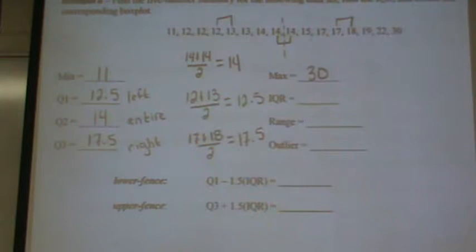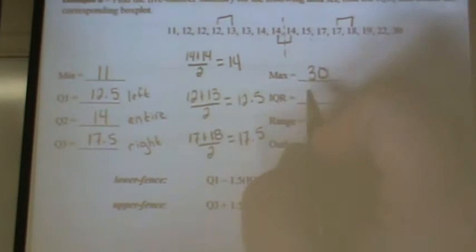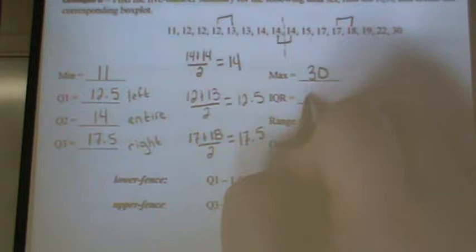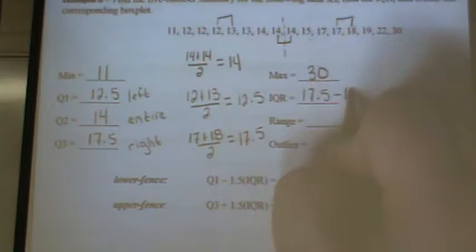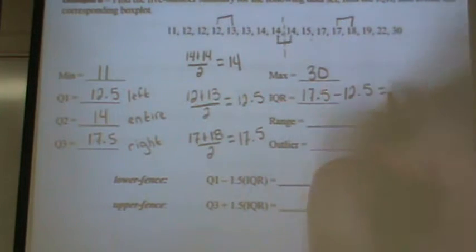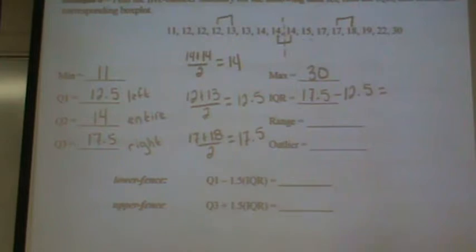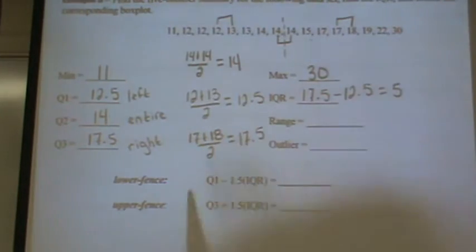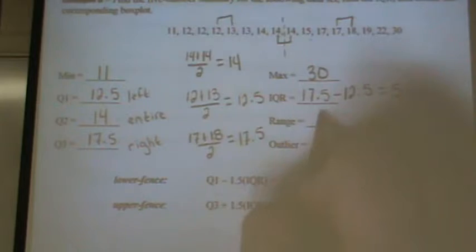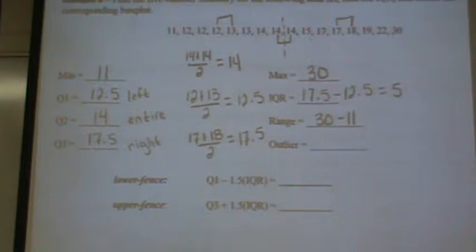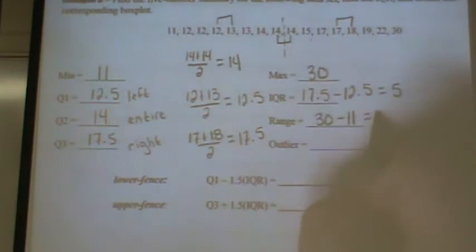Now our IQR value, which we just learned, is our Q3 value minus our Q1 value. So it's going to be 17.5 minus the 12.5, and that's going to give us a value of 5. Our range. This is the range of our entire set. So this is taking our maximum value, 30, and we're subtracting our minimum value of 11. So that gives us a range of 19.